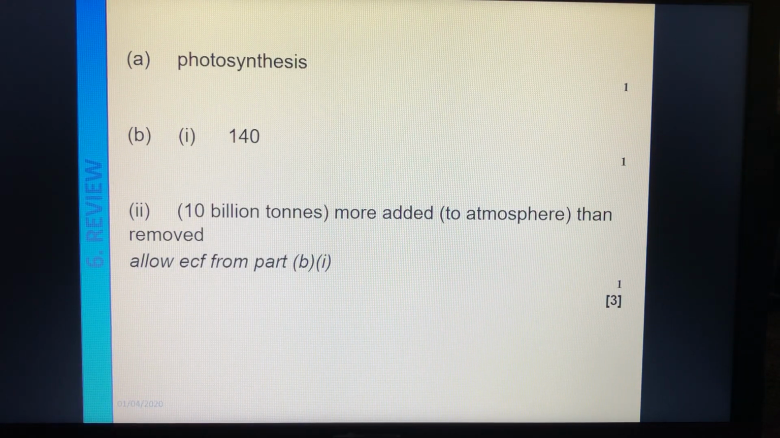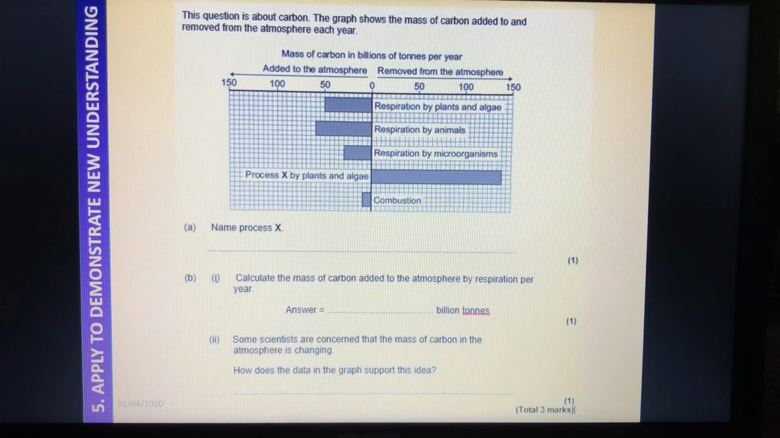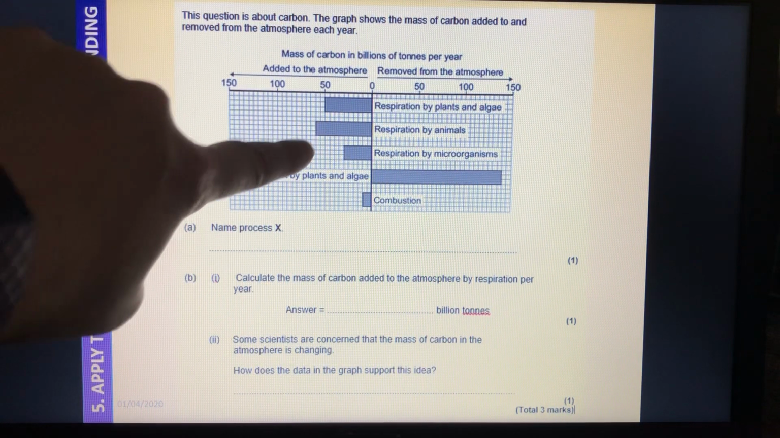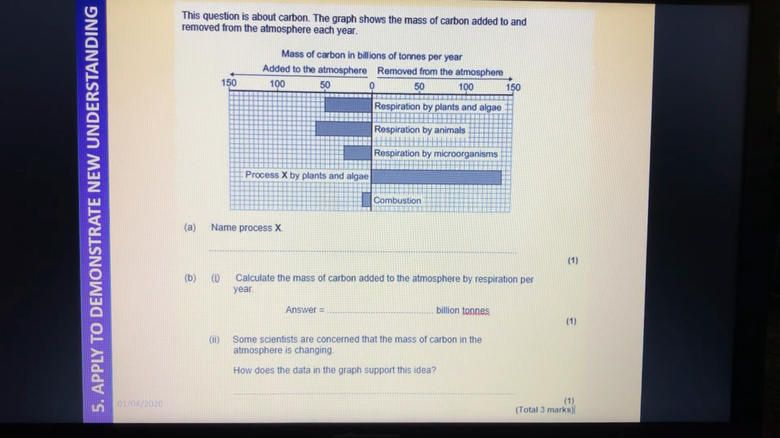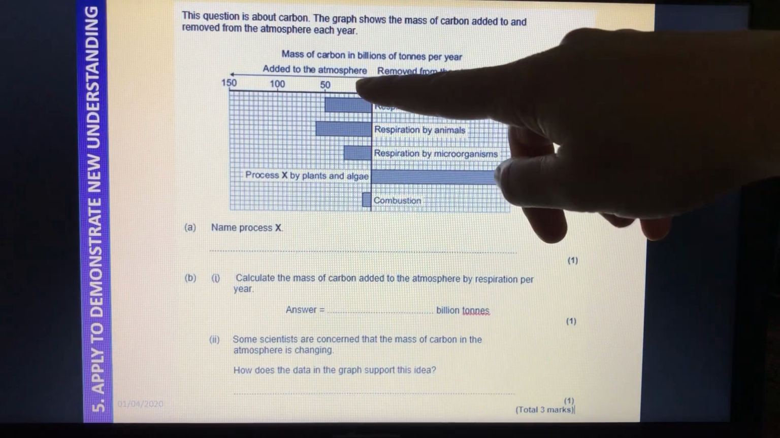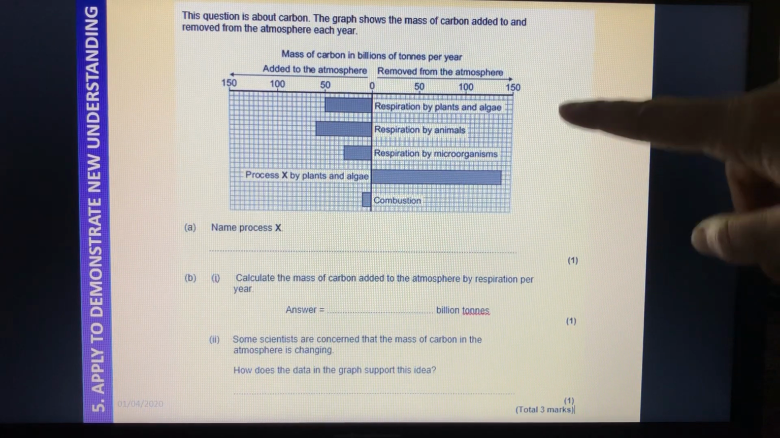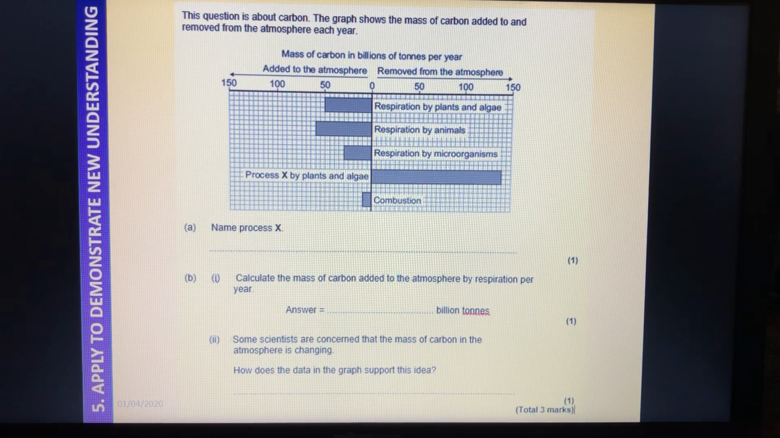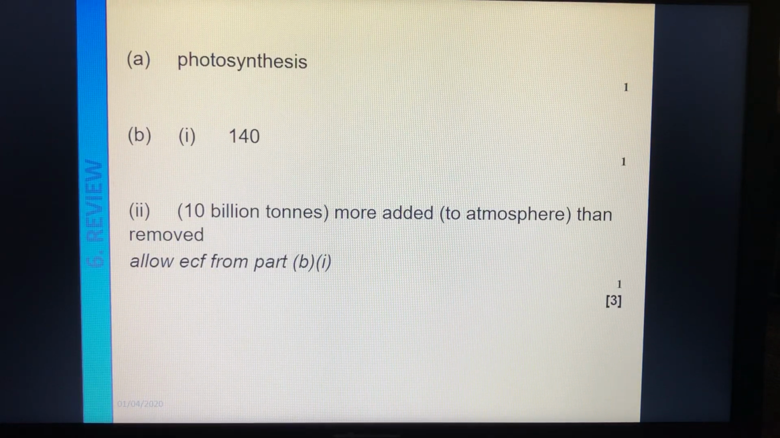Green pen time. So the process that plants and algae use to remove carbon from the atmosphere is photosynthesis. It's 140 billion tonnes. That was adding together the 50, the 60 and the 30. And there is more carbon being added to the atmosphere than removed. So to work that out, we added up everything that was being added to the atmosphere. We can see that 140 is being taken from the atmosphere, and there is more being added than taken. Okay, get that green pen done.